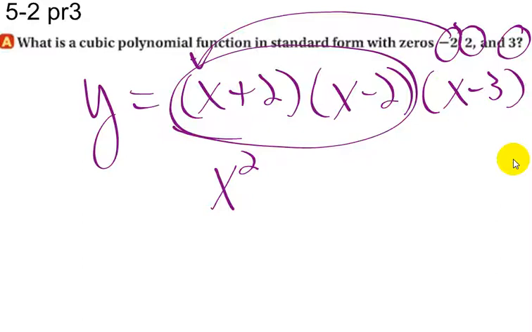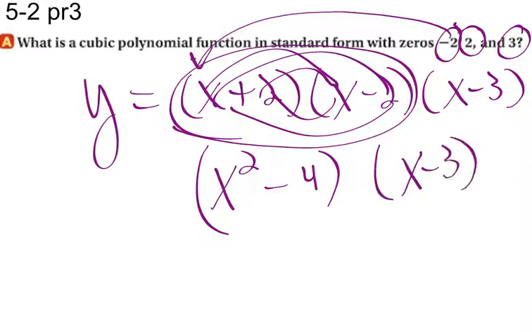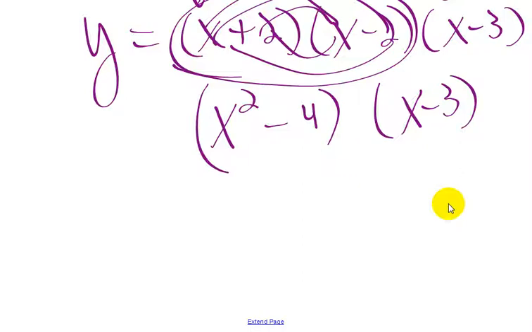That's the factored form of a difference of 2 squares. So it's going to be x squared minus 4. And if you don't remember that, then you just FOIL everything out first, outside, inside, and last, and you'll come up with this. And then times x minus 3. So we're just multiplying all three of these binomials back together.